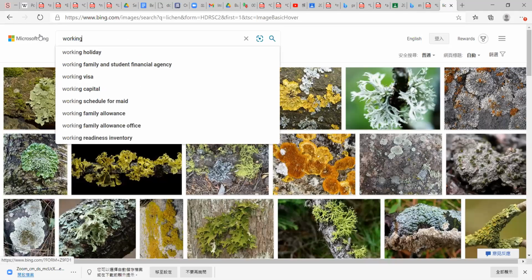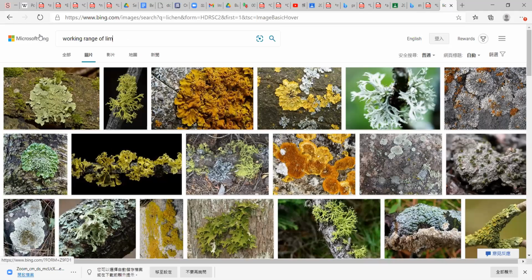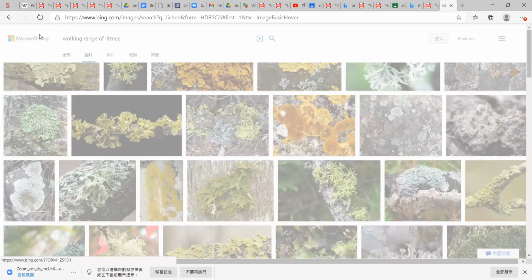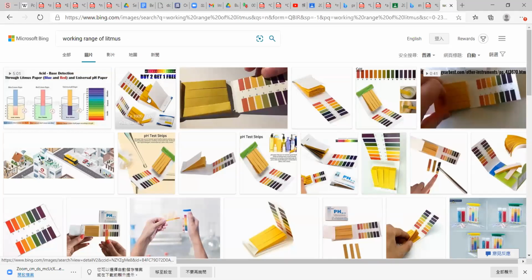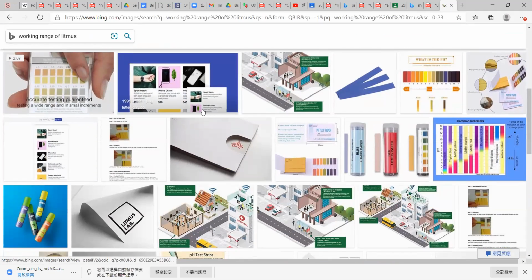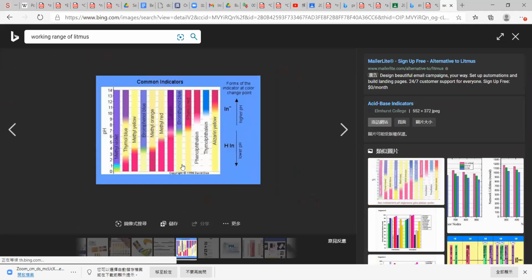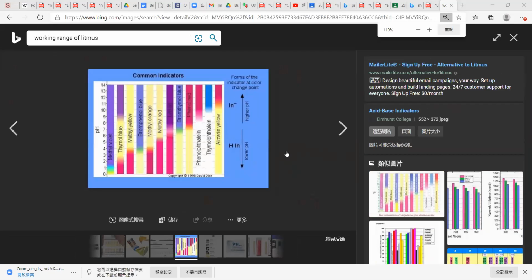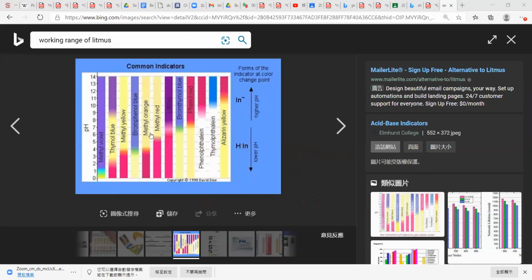Working range. All of you, could you please mark it down? Working range of litmus. Once you write down the working range of this, you can get what I mean. Now you would search on the web, and you would have something like this, right? So you may have got so many different types of common indicators, yeah, that's right. So you may find that indeed methyl orange and phenolphthalein, can you see that? It is also a type of common indicator.